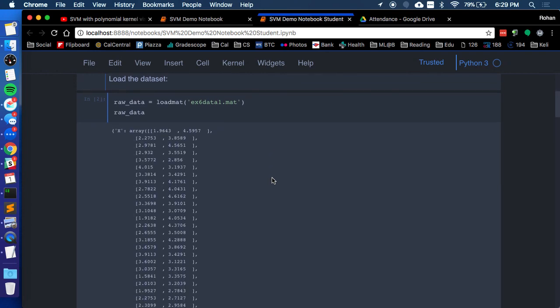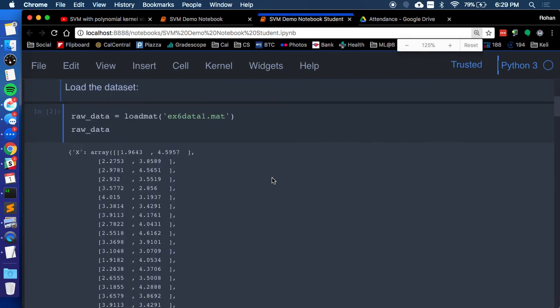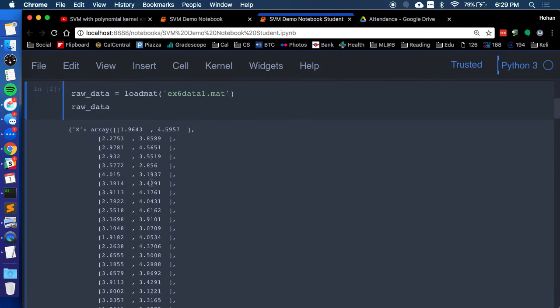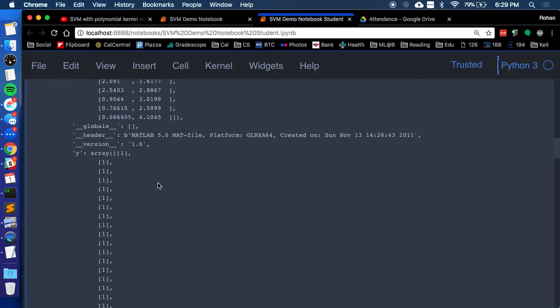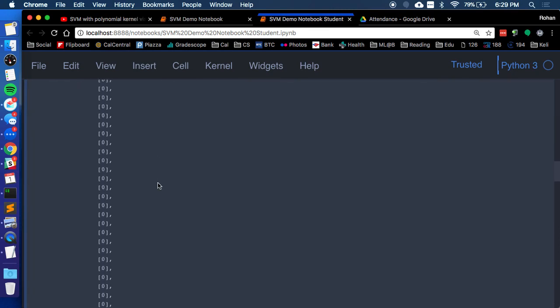So, let me zoom in. Can you guys see this now? If you can't see it, put your thumbs down. Okay, cool. So, here our X is these two-dimensional data points, so some x1 and some x2. And then our y's are 0 or 1. So we have a bunch of 1s and then a bunch of 0s.